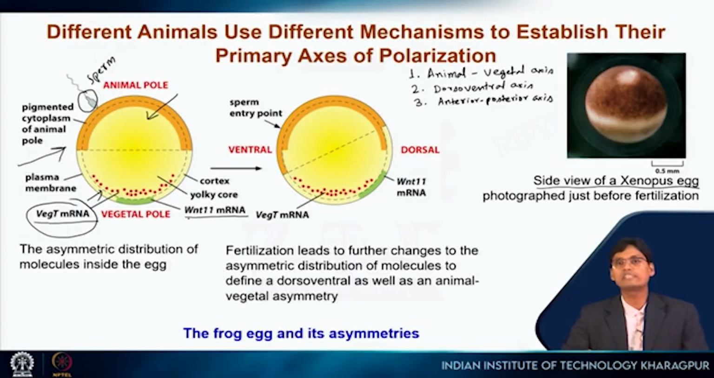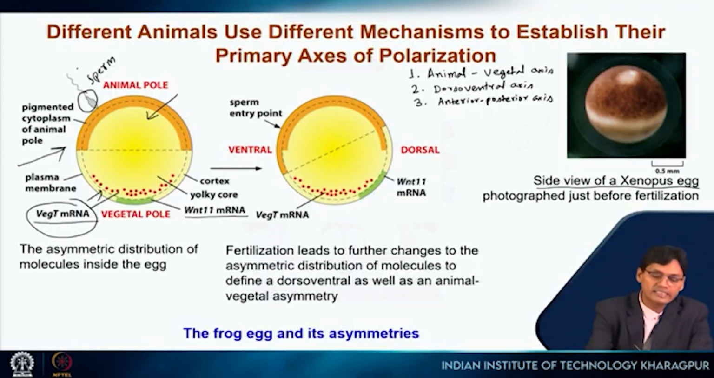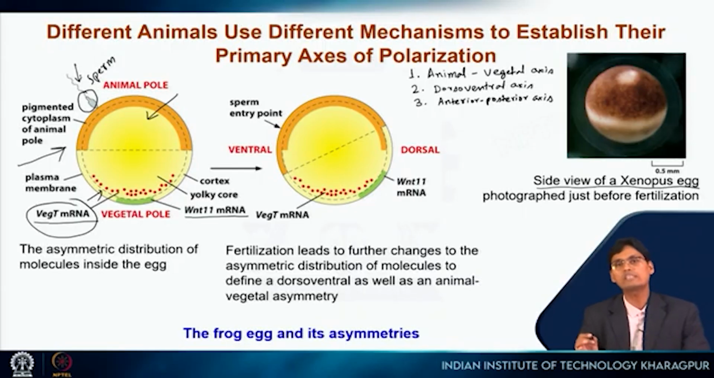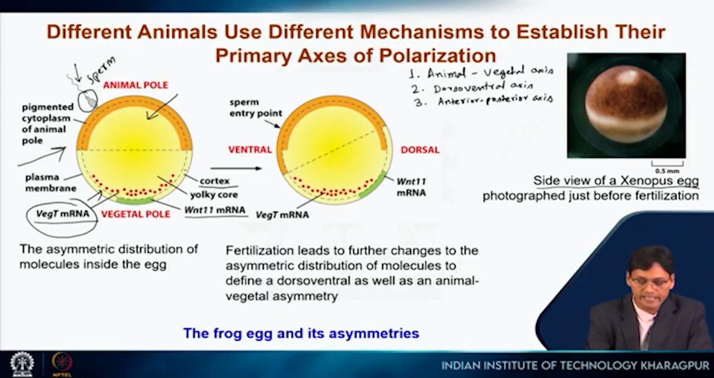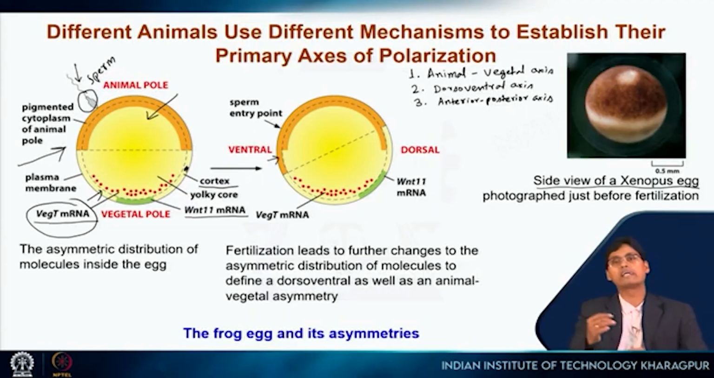The zygote is not yet formed, the fertilization not yet happening, but still that information is properly organized. And now this is the entry point of the sperm, and after sperm entry you can see there is a little bit of rotation in the egg cortex. So as you can see here, this is the egg cortex layer. Here you can see some kind of rotation in the egg cortex.